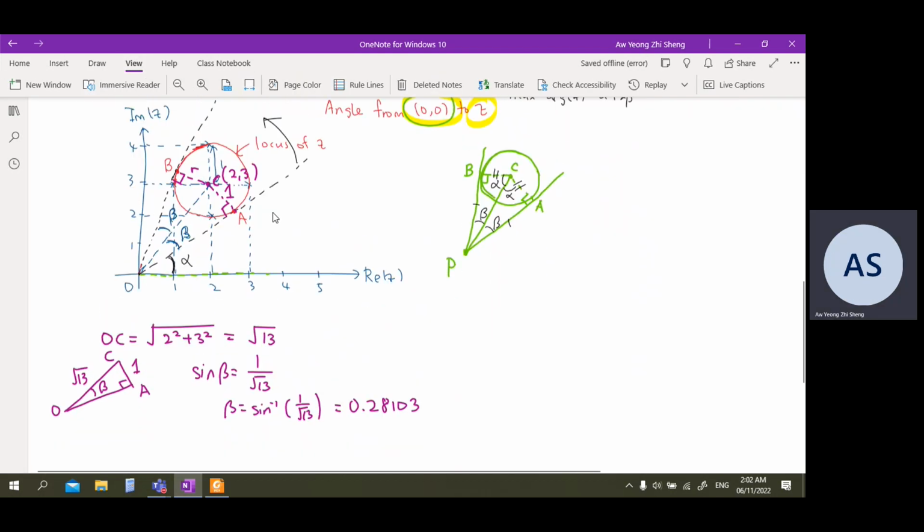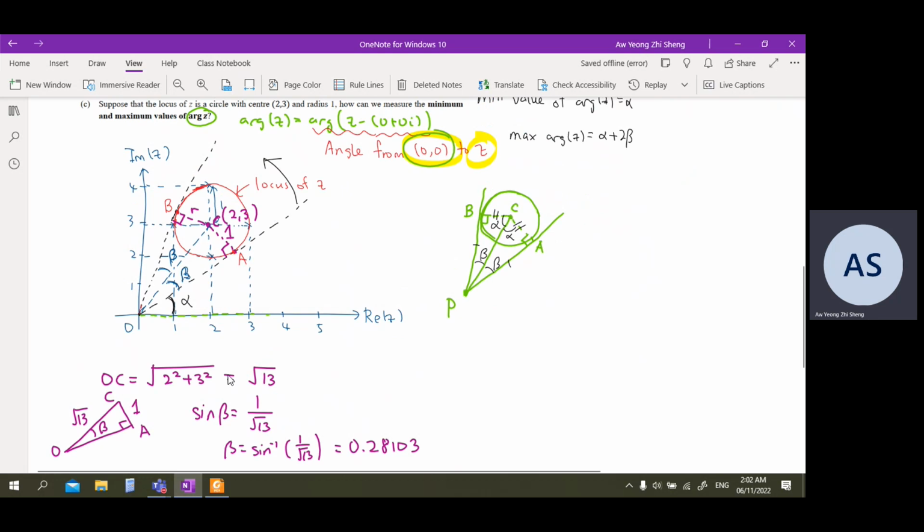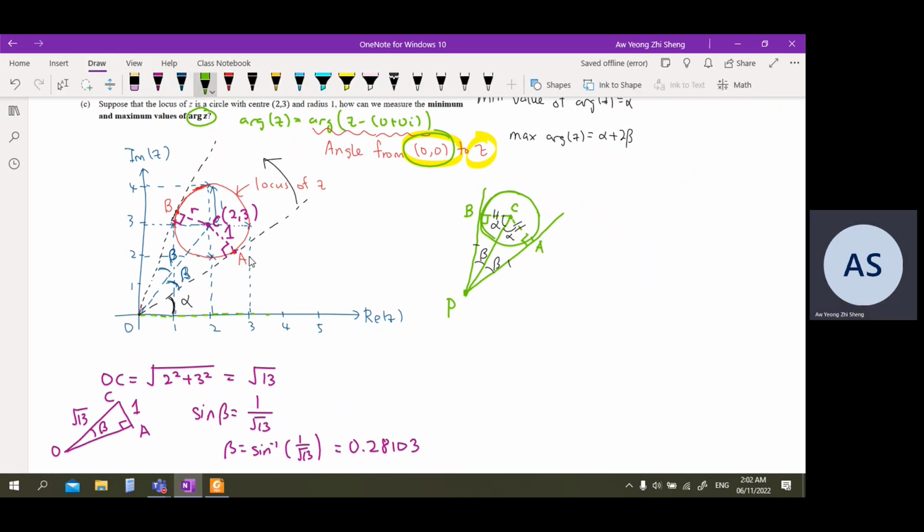Then, still using the same Argand diagram, now we want to get alpha. But we'll have to look at a different triangle this time. I call the point at x equals 2 point F. Now I want to look at the right angle triangle OCF, where C is (2, 3) and F is (2, 0). CF has 3 units, OC, as we know just now, is root 13, and OF has 2 units.